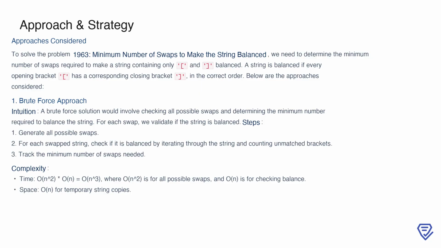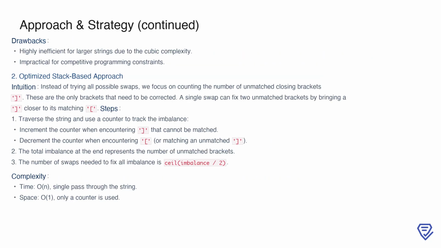While this approach is straightforward, the computational cost is prohibitively high. Generating all possible swaps takes quadratic time, and validating each string takes linear time, leading to an overall time complexity of n cubed. This makes it impractical for larger strings. Additionally, the space usage is significant because we need temporary copies of the string during these operations. The brute force approach, while conceptually simple, is highly inefficient due to its cubic time complexity. This makes it unsuitable for competitive programming or scenarios involving large input sizes.